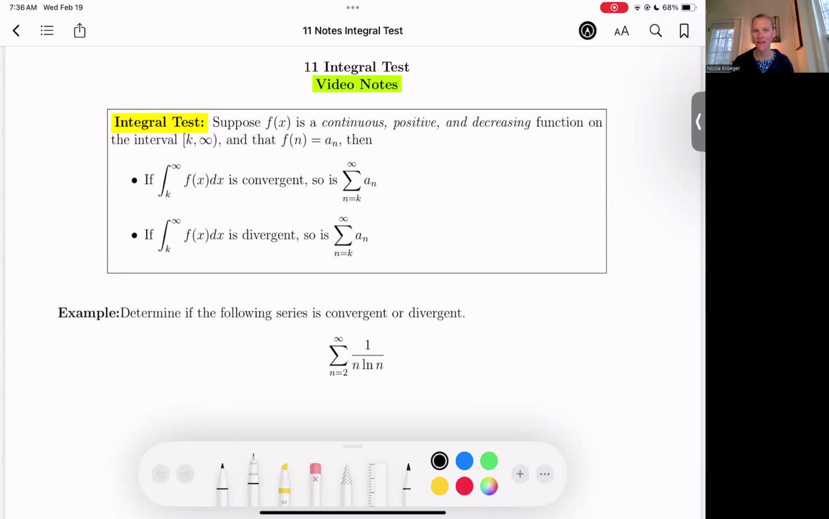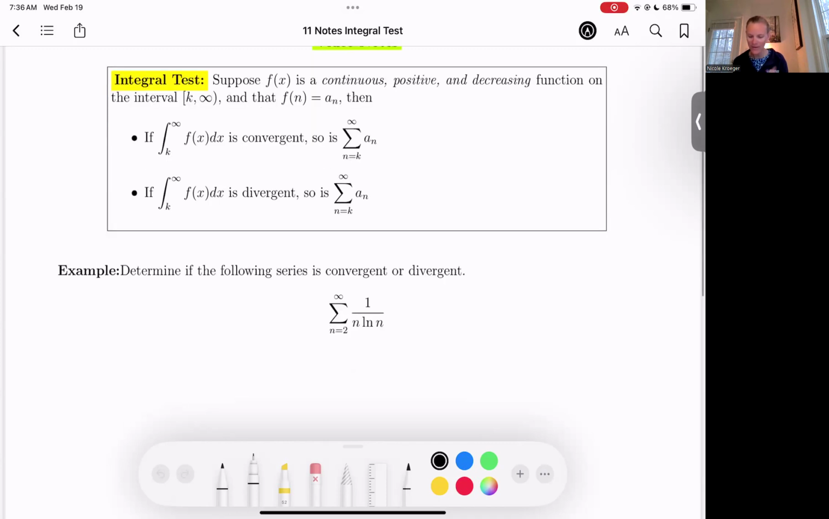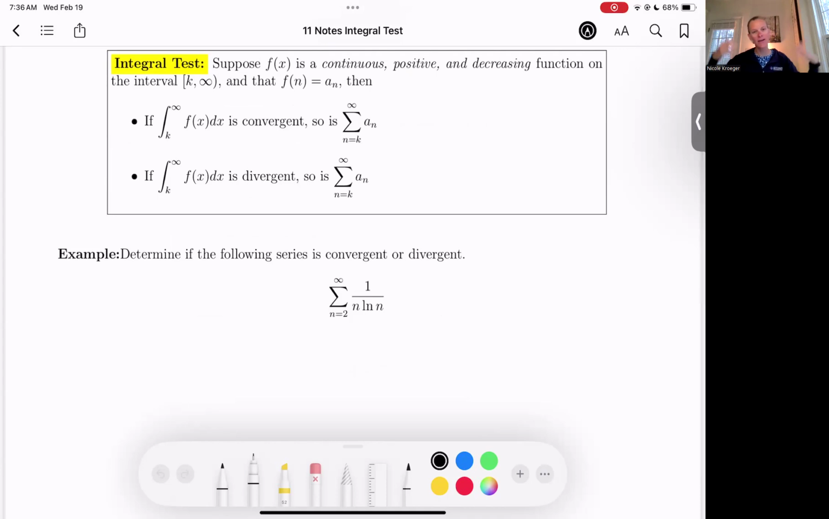So for the integral test, we're going to have to think back to last semester and do some improper integrals. Let's jump into this first example to see how this works. We've been given a series, and the integral test talks about some function f of x. So we need to turn the terms of our series into a function. We just replace the n's with x's. So the function that we're working with here is 1 over x ln x.